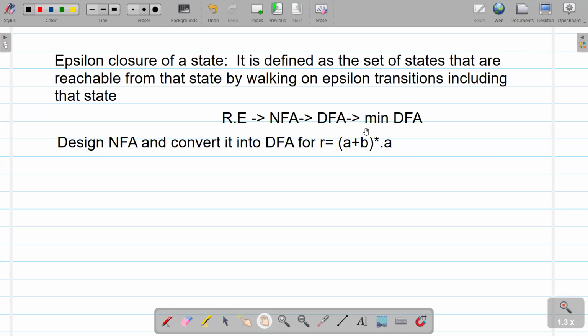We require it. Question is given, design NFA and convert it into DFA. Regular expression is (a+b)* . a. So this is a regular expression that is given to us. So first step is convert the regular expression to NFA. So first we are going to convert this regular expression into NFA. So first we'll draw (a+b)*, then followed by a.